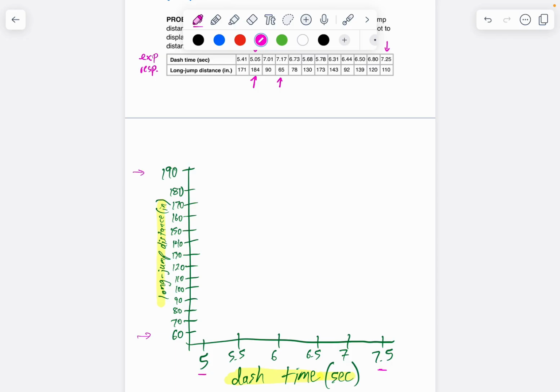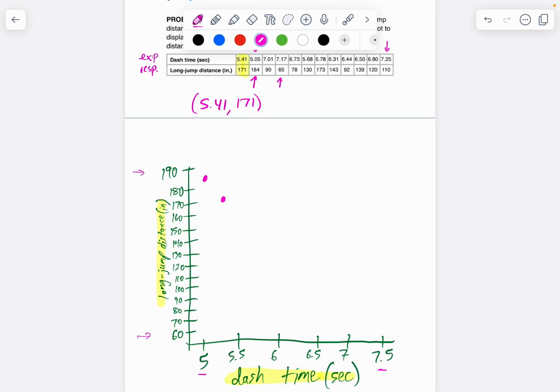Last part is to plot your points. So we're going to use the same skills we have for plotting points from a long time ago. 5.41, 171. So we're going to treat that as if it was an XY ordered pair. So 5.41, 171 in there. Now, we're not going to be able to plot these things perfect. I'm going to do the best I can.